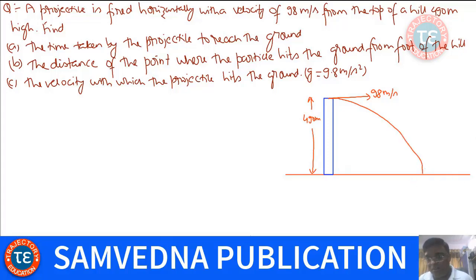Suppose this is the figure. You can draw a better figure; it's not a good figure. So suppose this is the projectile, and this is the velocity of projection. Now we have to find out the time taken by the body to come to the bottom.